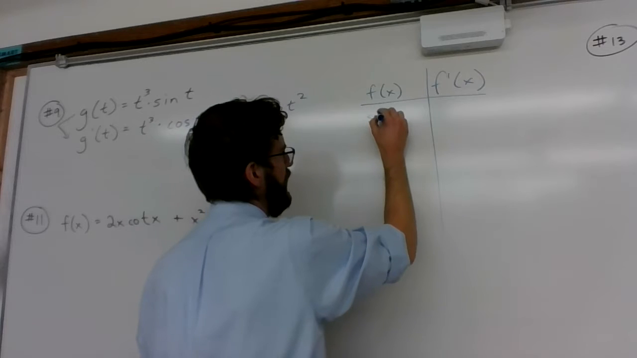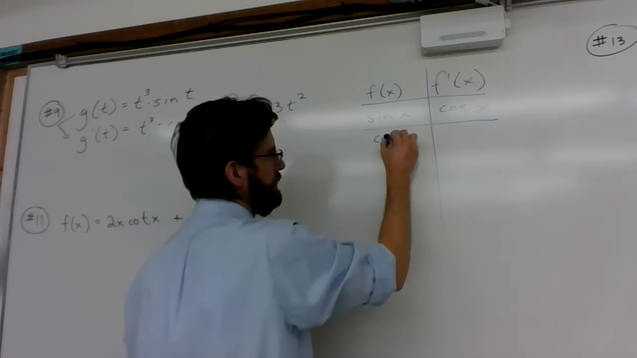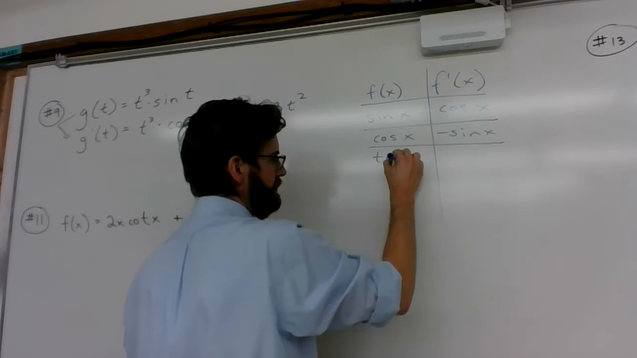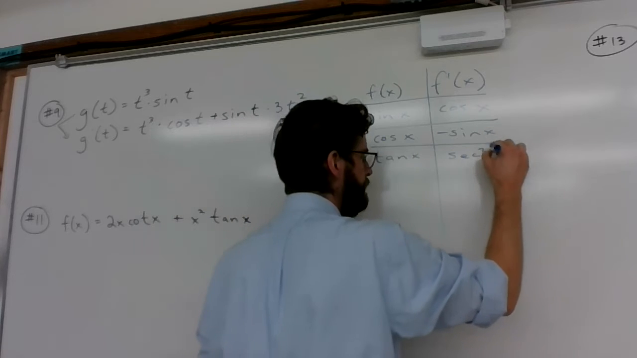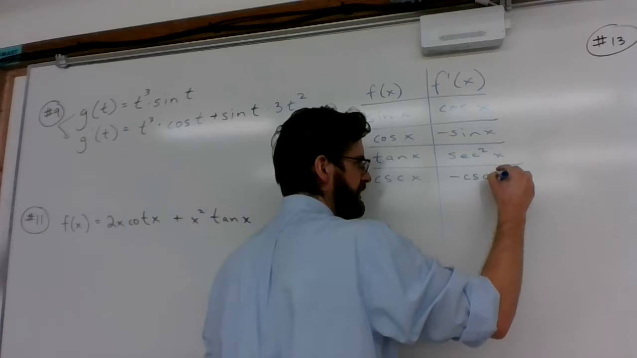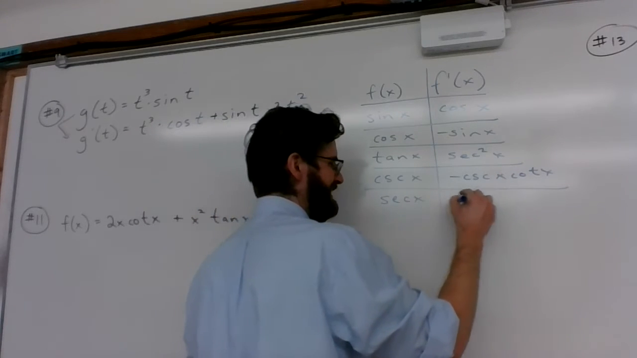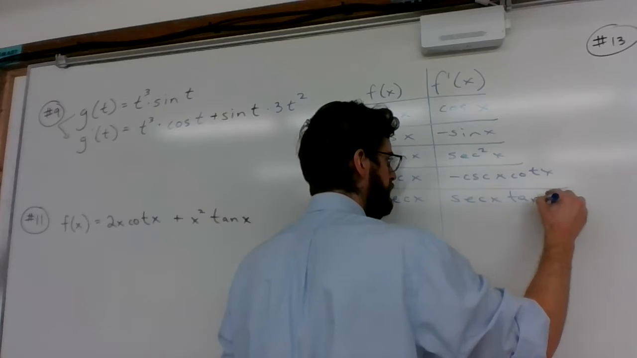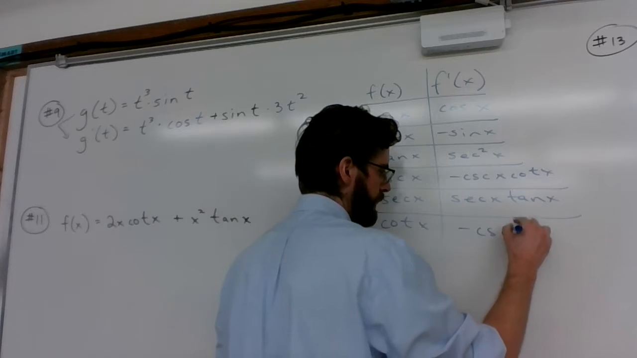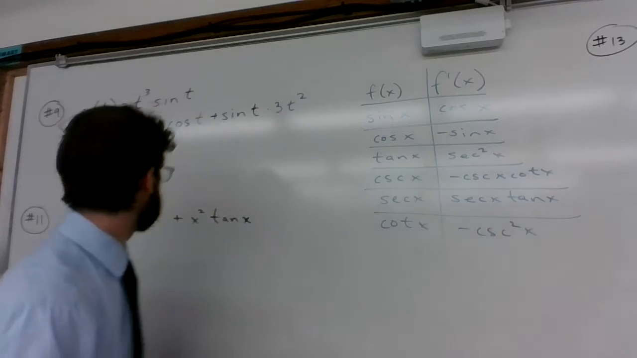All right, so sine becomes cosine. Cosine becomes negative sine. Tangent becomes secant squared. Cosecant becomes negative cosecant cotangent. Secant becomes secant of x tangent of x. And then cotangent becomes negative cosecant squared. So we've got this to reference every time we're trying to find the derivative of something.